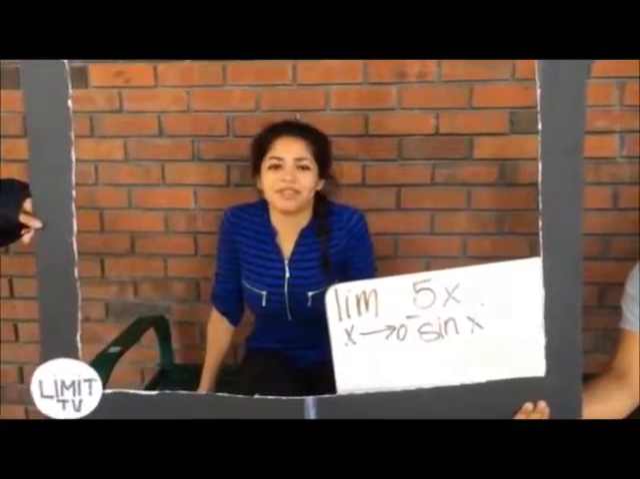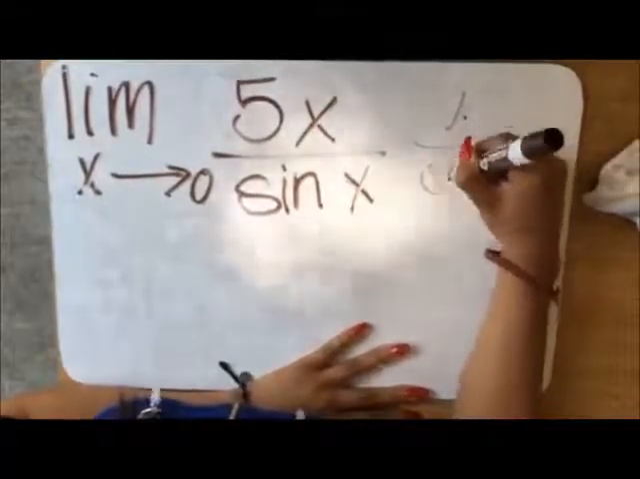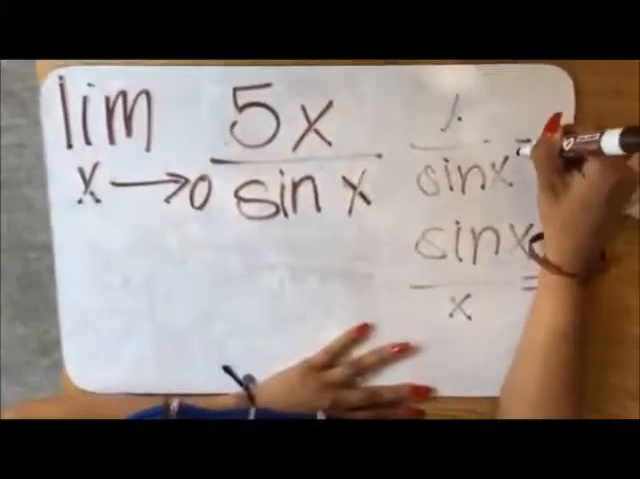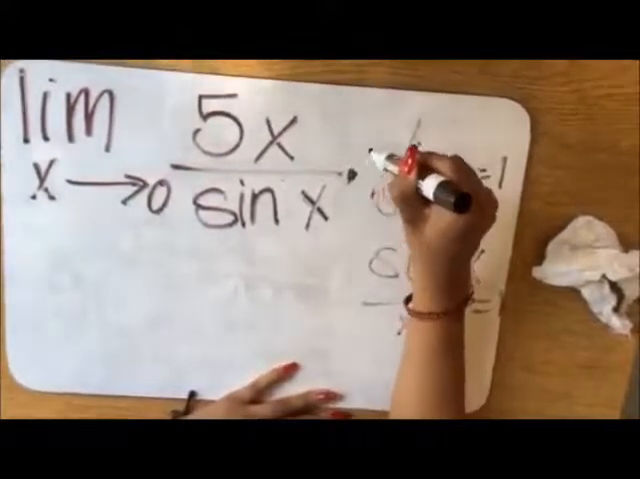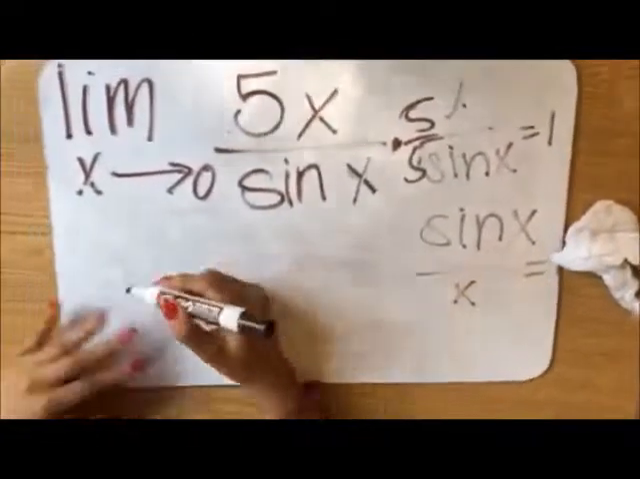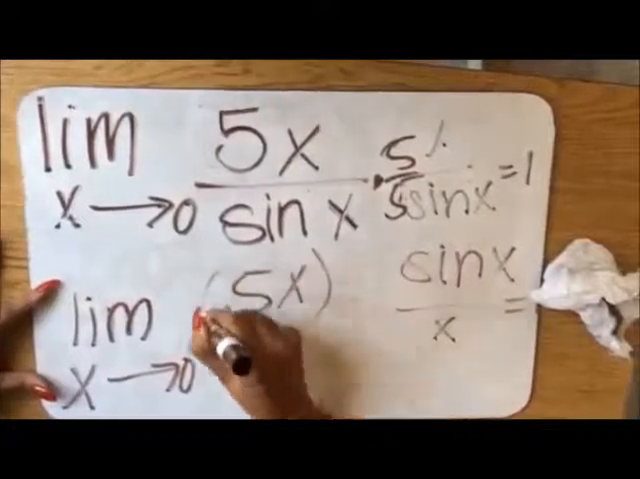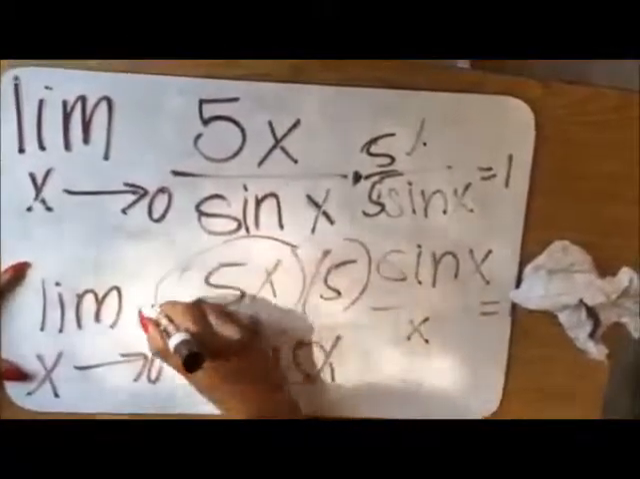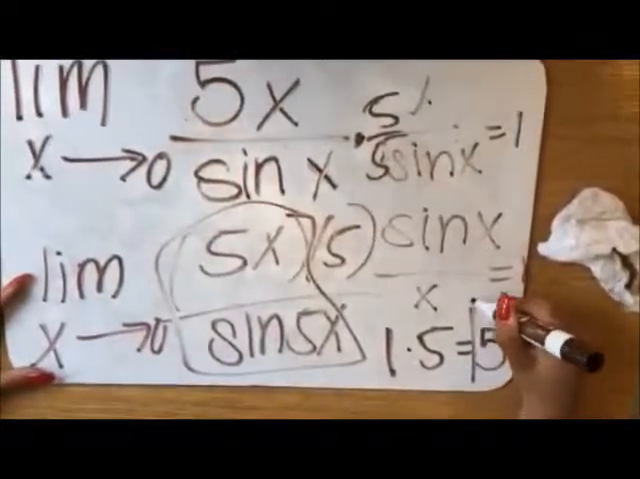Special trig limits. The first example is the limit of 5x over sine of x as x approaches 0. The formula says that x over sine x, or sine x over x, both equal 1. So in order to get this to equal 1, we are going to have to multiply top and bottom by 5. So then you would get 5x times 5 all over sine 5x, and this gives you 1, so it would be 1 times 5, and your answer is equal to 5.